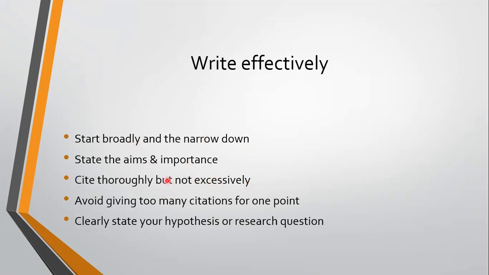Cite thoroughly but not excessively. Thoroughly means that it is not that you have one statement and that one statement has been cited by 10 research papers and you tend to cite all of them. So that loses interest. Your research is no longer unique. So cite thoroughly. Whatever you have done, take a thorough view of it. Avoid giving too many citations for one point. That is what I was trying to highlight.